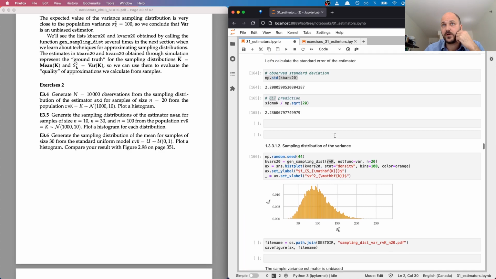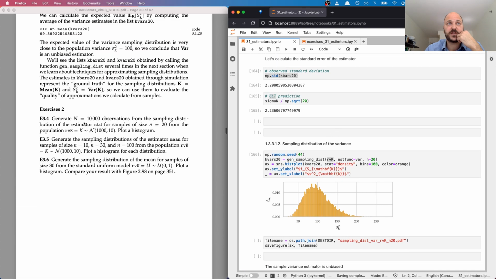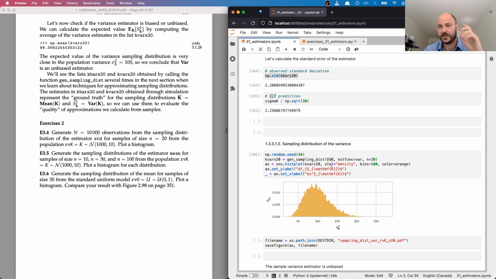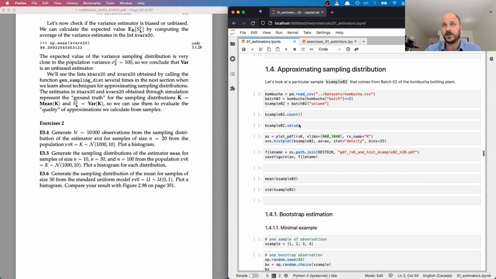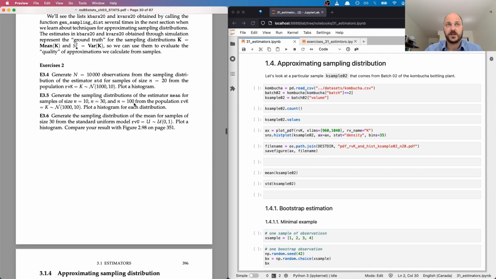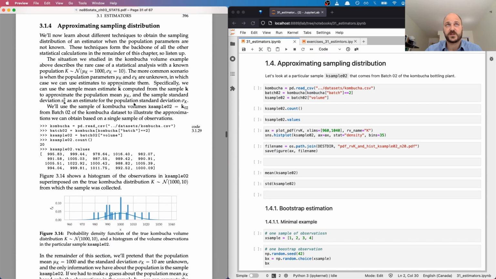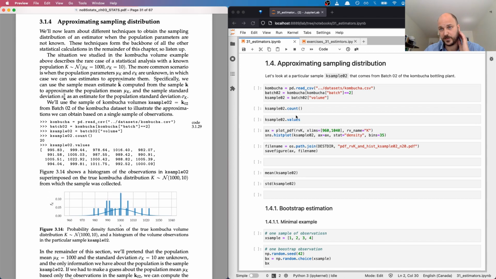Okay, so all of these examples we generated here were in a scenario where we know the population. So that's why we were able to generate the simulation and compare it with formulas. In the next video, we're going to talk about how to approximate the sampling distributions based only on sample data. See you in 2 minutes.